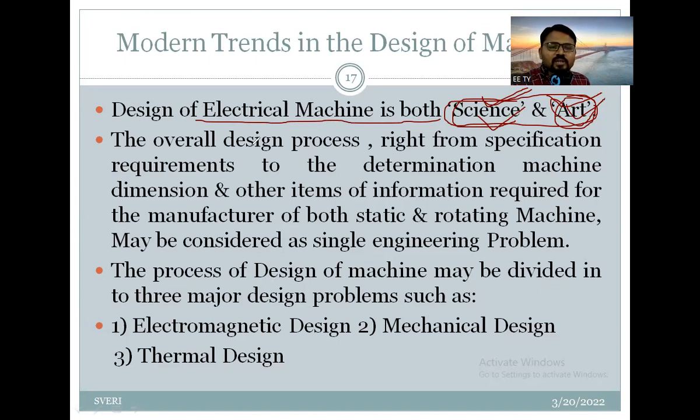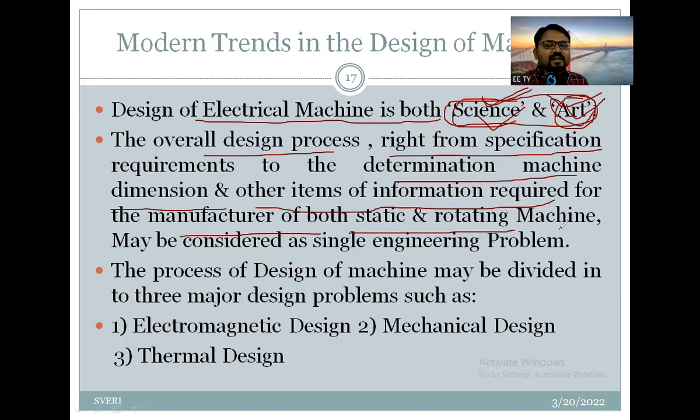Now see, in the overall design process, what is necessary? Right from the specification requirement to the determination of machine dimensions and other items of information required for the manufacturer, of both static and rotating machines. Means whenever we are considering the modern trends of design, what is required? Specification, that is a must.